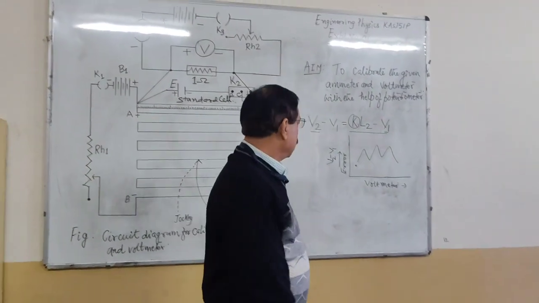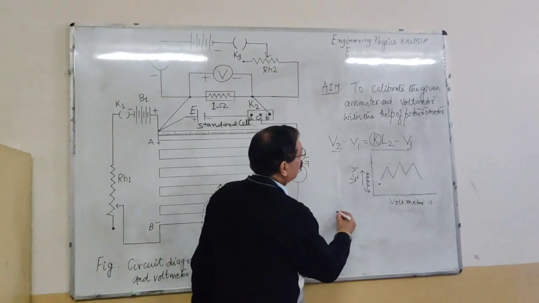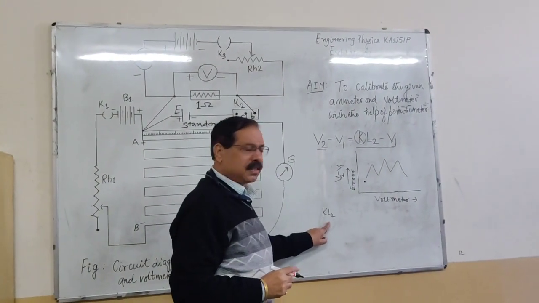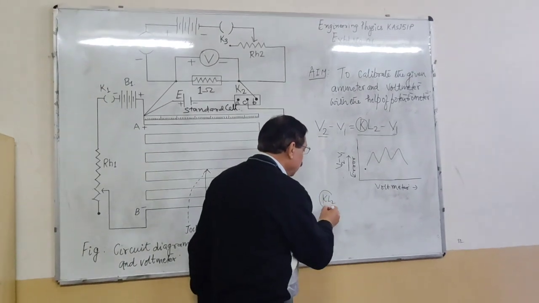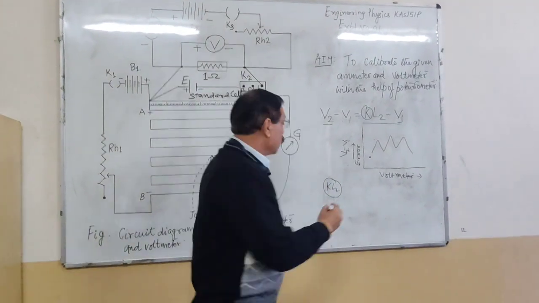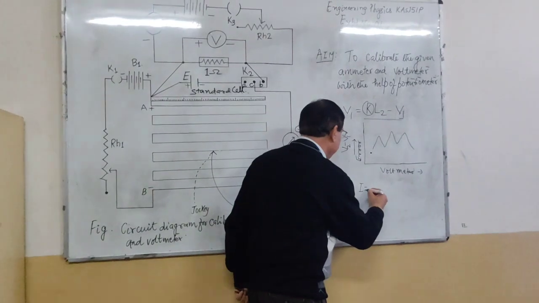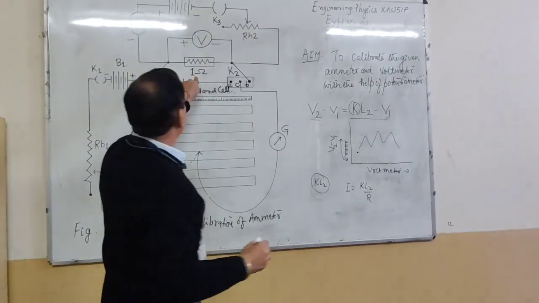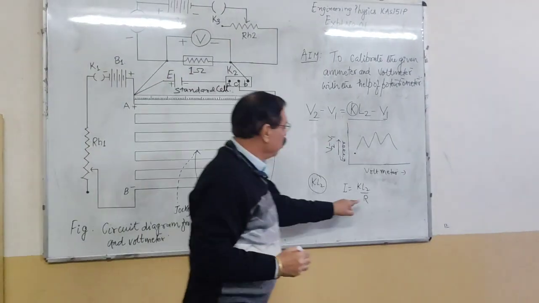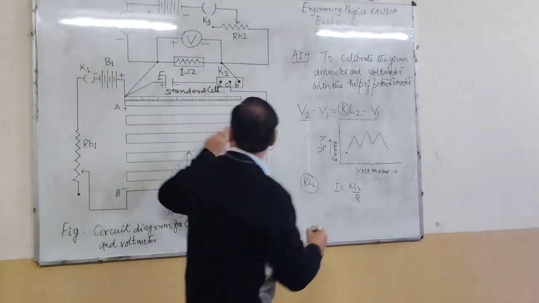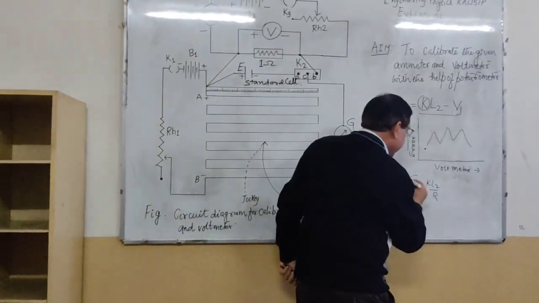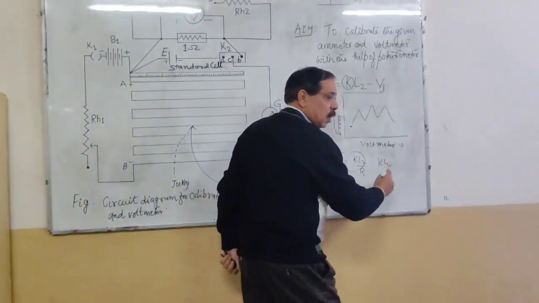Similarly, KL2 is the potential difference across the length L2. So the current I will be the potential difference divided by the value of this resistance, and the value of R is equal to 1 ohm. We are using here 1 ohm. So this current will be KL2.